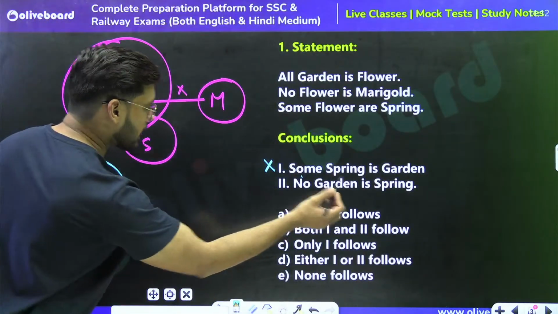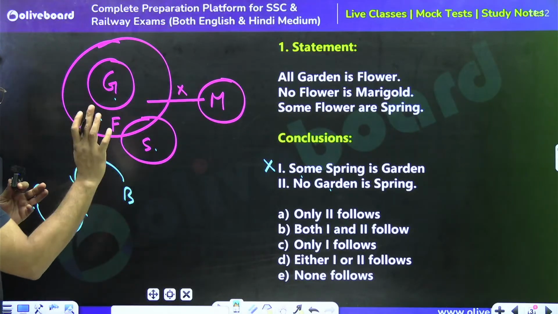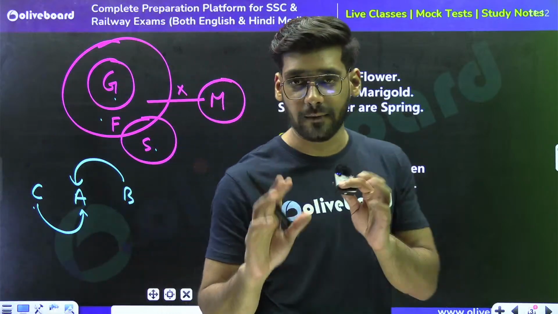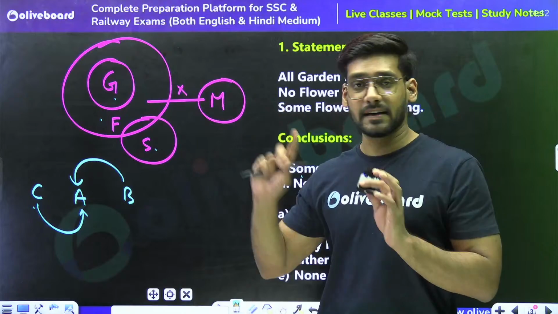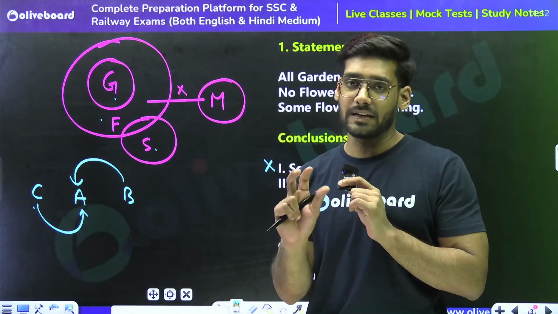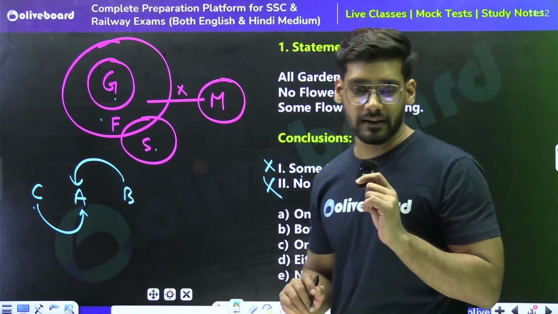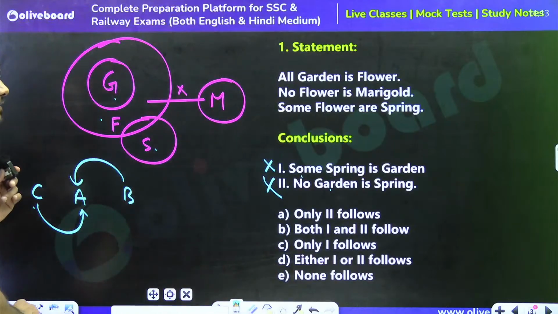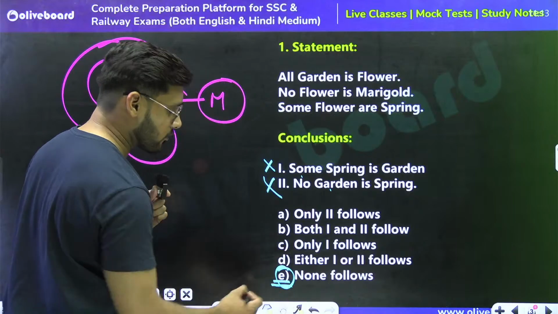He is saying no garden is spring. See, garden is having a relation with flower, spring is having a relation with flower, but we cannot say anything between garden and spring, because in the statement there is nothing given about the garden and spring. The first one is wrong and the second one is wrong as well. So the answer should be none follows. Option number E, none follows.